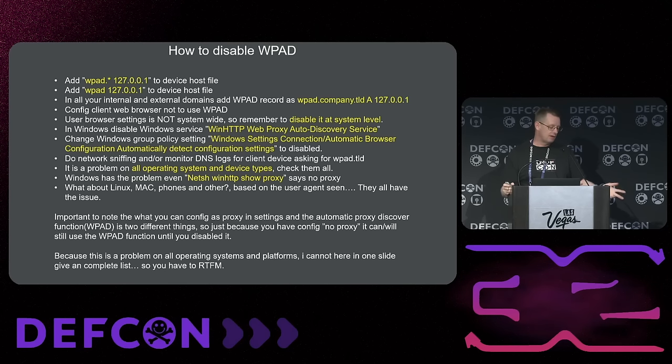So my best advice is to add the WPAD domains into the hosts file on the machine, so that it loops back to itself and will never send any traffic to the internet. And then you have to look up each OS to see which way you can disable the function there. And also add the WPAD to your company domain, so if a client is asking on that domain, it will not resolve other than 127.